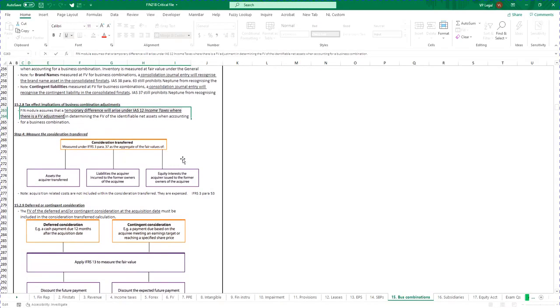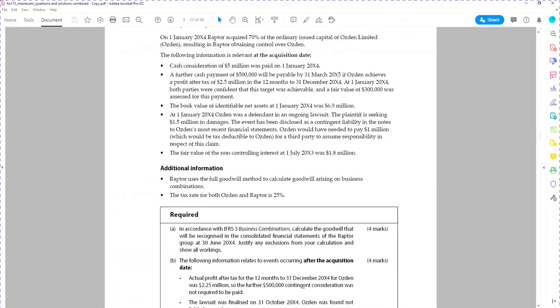So effectively what we need to do is reduce this by the tax rate. The reason is because we're going to get a tax deduction for it, so there's going to be a tax benefit for that as well. So we actually do need to reduce the amount in the exam, the $1 million, by whatever the tax rate is. So the tax rate over here is 25%. Okay, so just keep that in mind for any fair value adjustments to asset or contingent liabilities. We need to adjust for tax as well. So it's not just the $1 million.